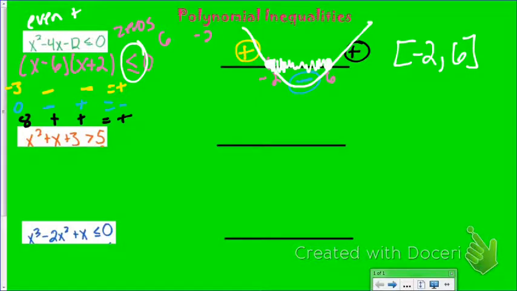And that's the solution to my inequality. Alright, so we're going to do the same thing for these last two here. The first thing you have to remember to do, whenever we factor and whenever we're trying to solve this, is make sure we set this equation equal to 0. So first I need to rewrite this and set it equal to 0. And now I can factor.